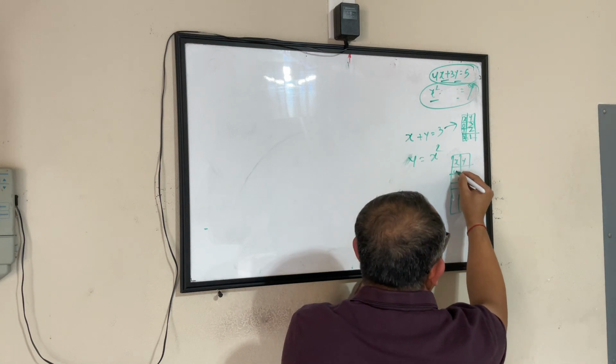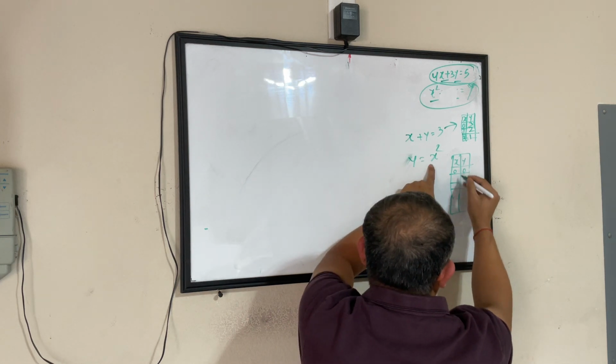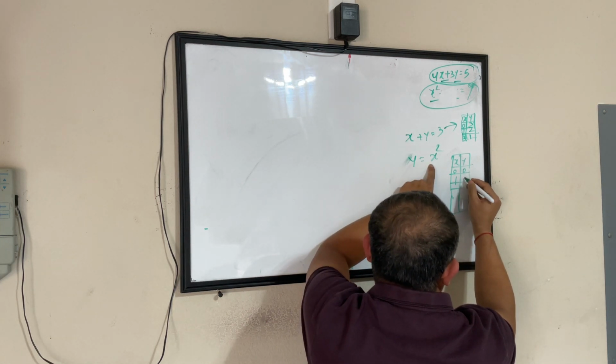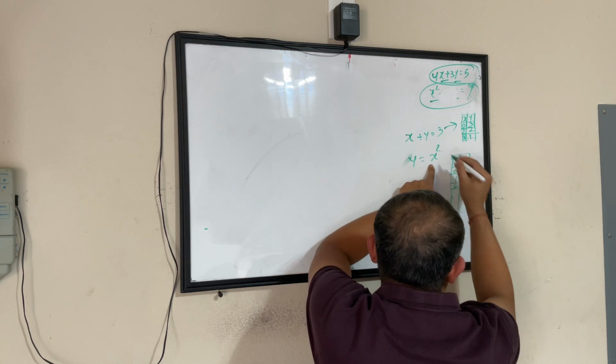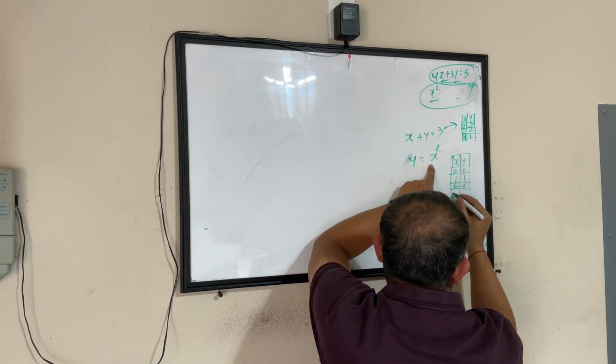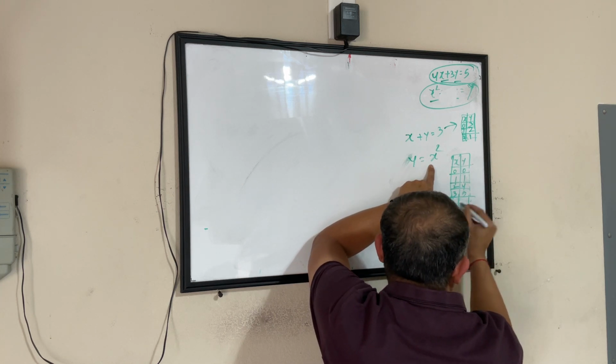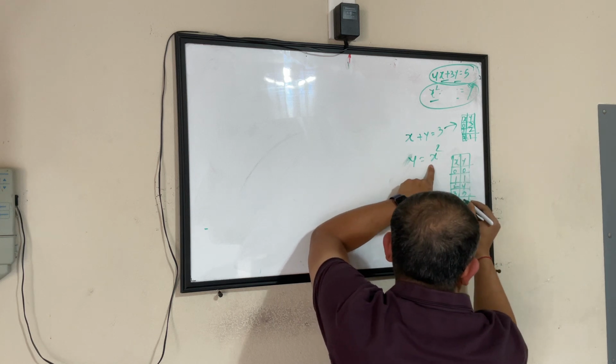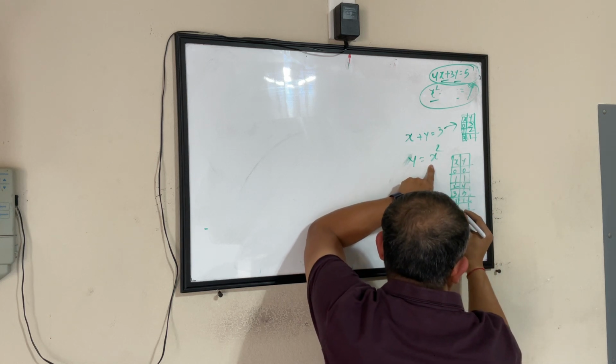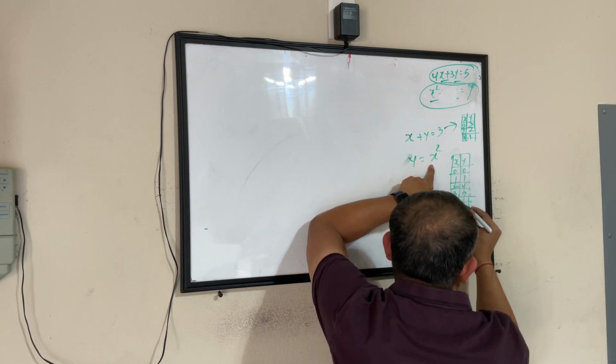So when x is 0, this becomes 0. When x is 1, it becomes 1. When x is 2, it becomes 4. When x is 3, it becomes 9. When x is minus 1, it becomes 1. When it's minus 2, it becomes 4.